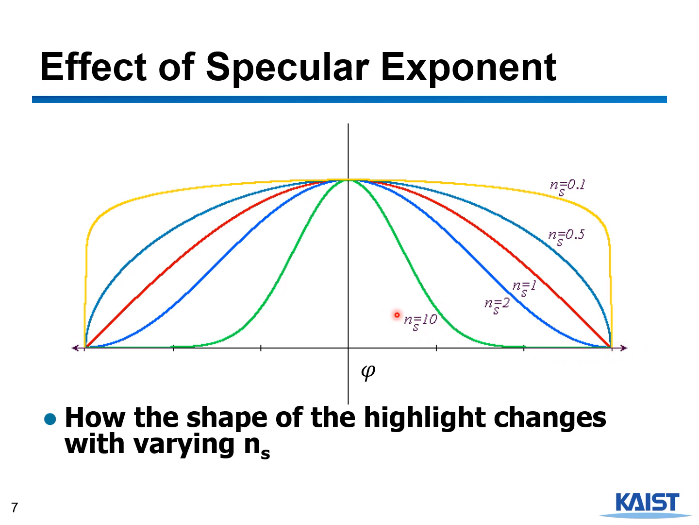But if ns is set very high, like 10, the highlight falls off quickly, reducing rapidly as phi gets larger. So depending on ns, we can control these highlight shapes.